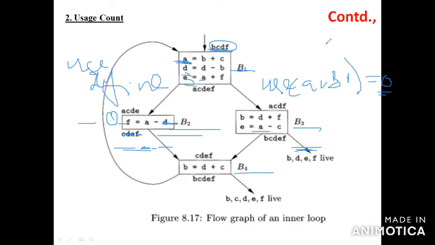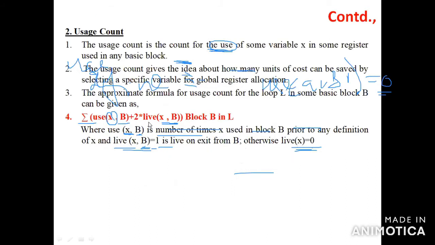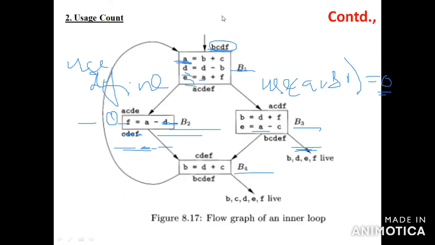Okay, so what is the formula here? 2 into live of x comma b. It's correct. Now we are defining the variable x as A, and capital B is the basic block. Here I am checking for basic block 1, so A comma B1. So what is A comma B1?